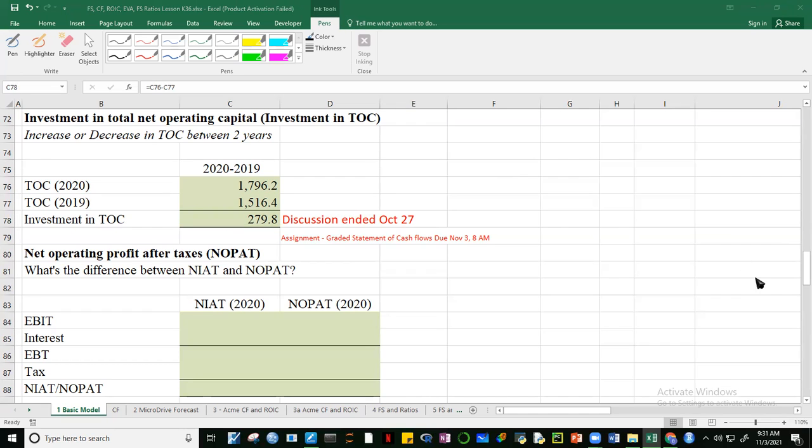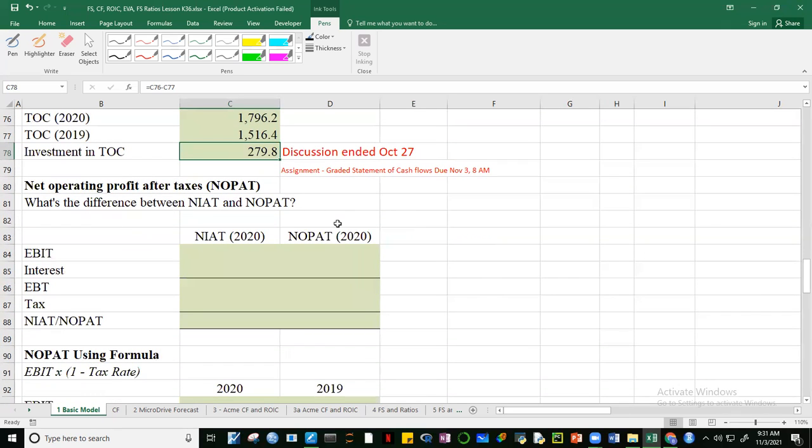Okay, good. Now let's compute now for the net operating profit after tax. Now this is a very, very important measure. Okay, and in order for us to understand what NOPAT is, we're going to compare it with net income after tax. So we're comparing the net income after tax for 2020 and the net operating profit after tax for 2020.